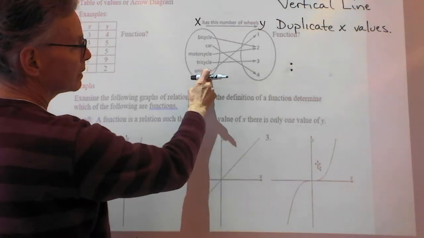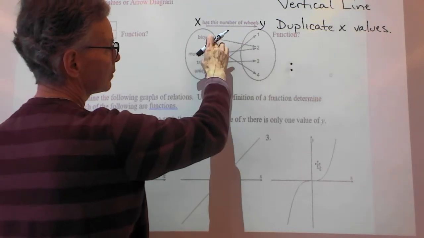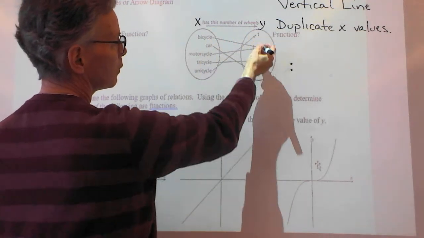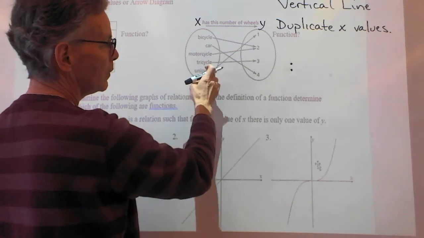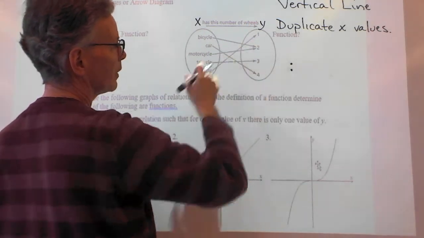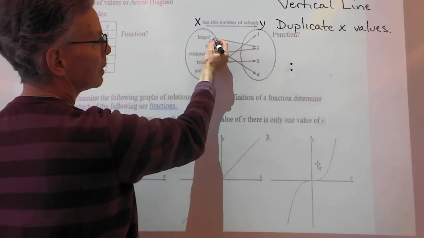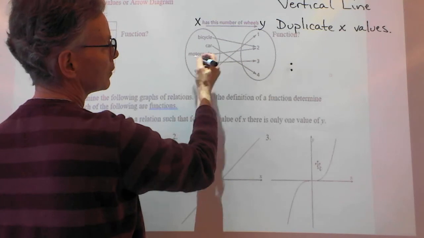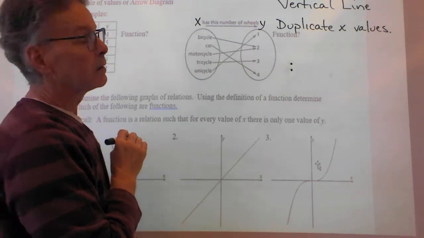Your right side will be your dependent or y value. And if you take a look, do any of these x's go to more than one y? In other words, are these duplicated? Do they go to more than one y value? And you can see they don't. For each x, you see it only goes to one y. Okay? Any questions about that?